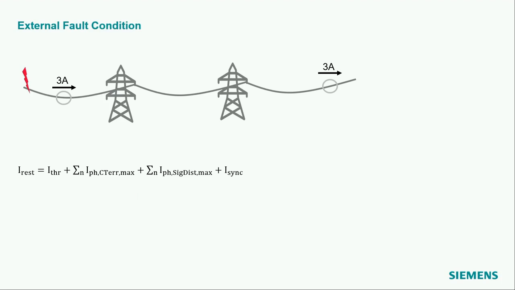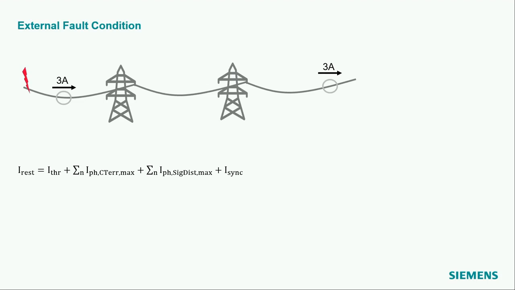Second example calculation would be an external fault condition. External fault means the current is still flowing through the line. We see no differential current, but the restraint current is bigger because the current which is flowing through is getting bigger. Because this is a fault current flowing towards the fault through the line.